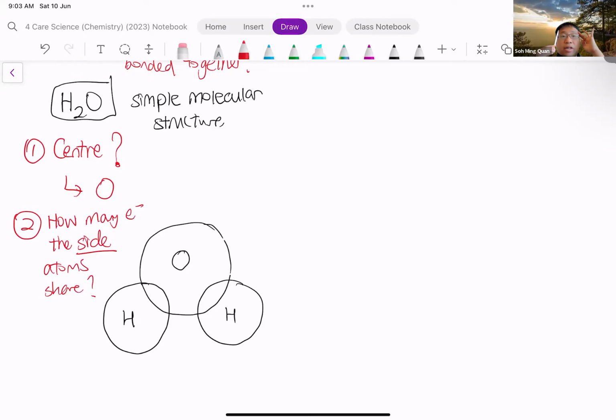So after considering the center, now let's consider the ones at the sides, which is hydrogen in this case. How many electrons will hydrogen share? The answer is quite obvious. Hydrogen only has 1 electron, so it will share 1. And that's it, right? Sharing 1, so it's 1 dot 1 cross. Next, after considering the sides, you must fill in electrons to make sure the outer shell is fully filled.